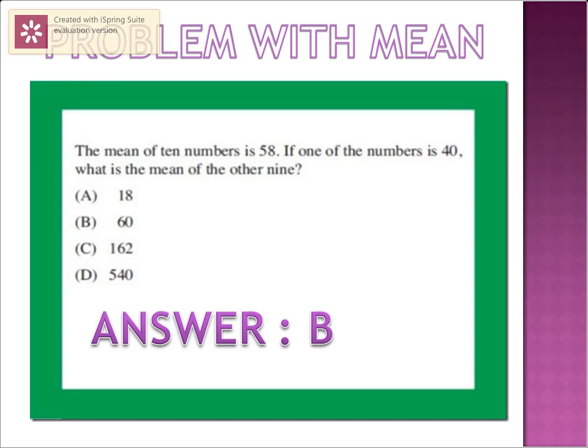Here I gave some examples to understand mean. The mean of 10 numbers is 58. If one of the numbers is 40, then what is the mean of the other 9? The answer is B, that is 60.